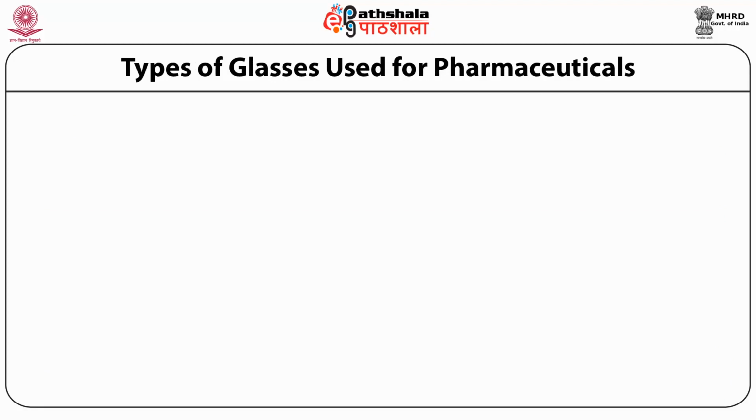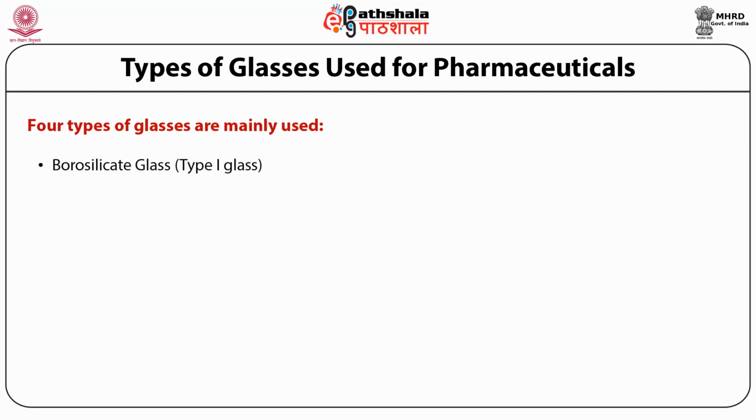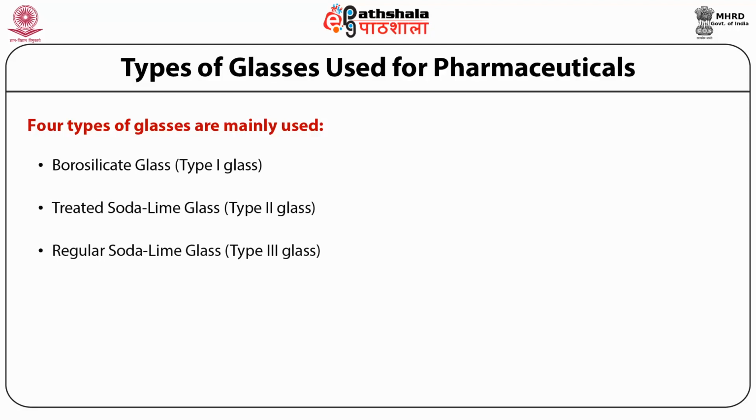Types of glasses used for pharmaceuticals. Four types of glasses are mainly used to pack pharmaceuticals. The first one is borosilicate glass, that is also called type 1 glass. Treated soda lime glass, that is type 2 glass. Regular soda lime glass, type 3 glass. General purpose soda lime glass, that is type 4 glass.